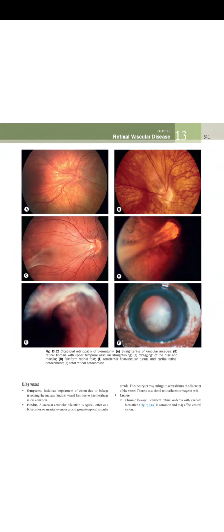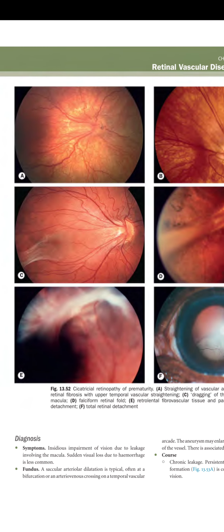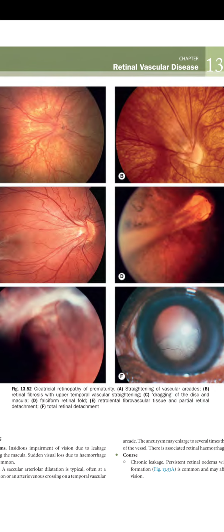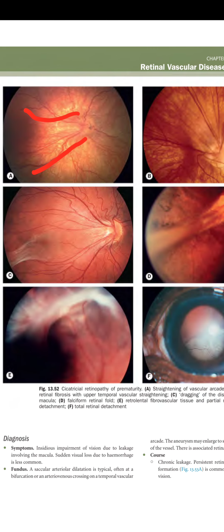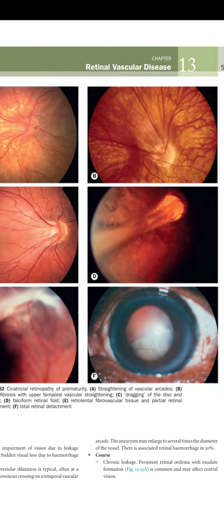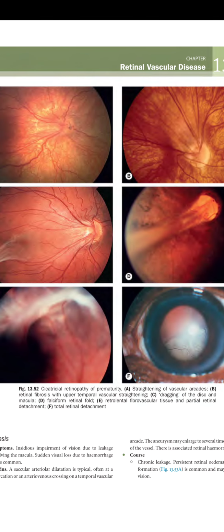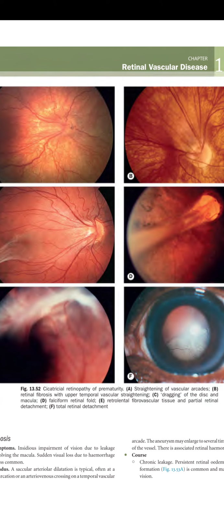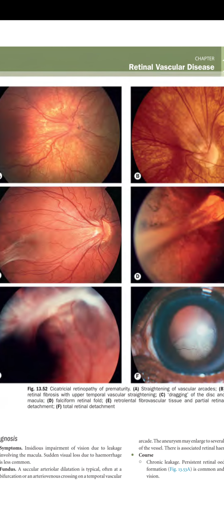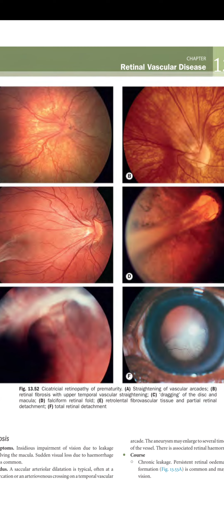So we can see 13.52 is showing us cicatricial retinopathy of prematurity. A is showing straightening of the vascular arcade, so the vascular arcades are getting straightened up. B is showing retinal fibrosis with upper temporal vascular straightening. C is showing us a dragging of the disc and the macula. D is showing falciform retinal fold, and E is showing retrolental fibrovascular tissue and partial retinal detachment. F is showing us a total retinal detachment.